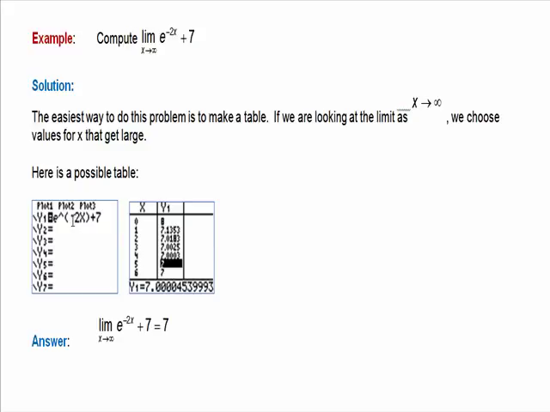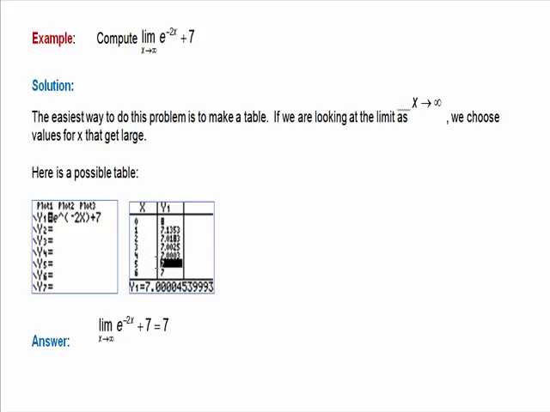And notice the negative 2x I put in parentheses. And again, the way the calculator will do this, it'll do e raised to that power, and then it'll add 7. So this is exactly this expression. And then I went and made a table. So when I made the table, I looked at 0, 1, 2, 3, 4, 5.